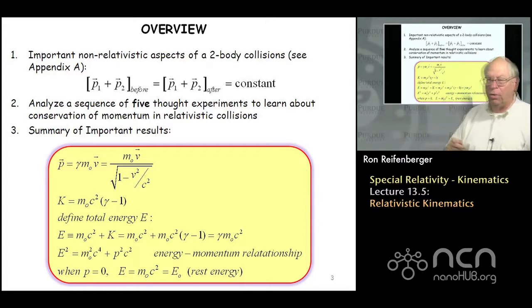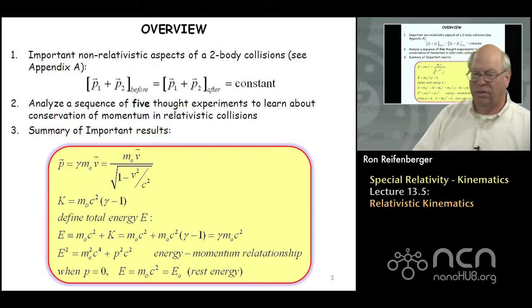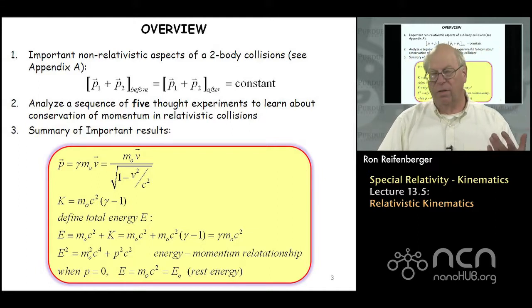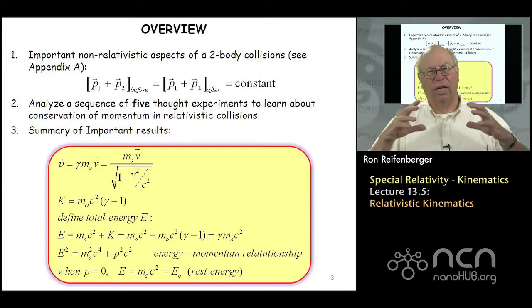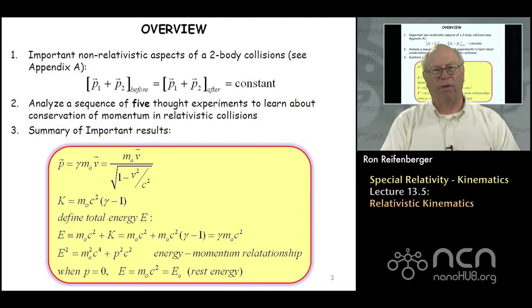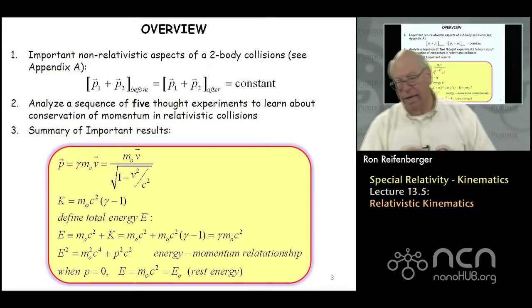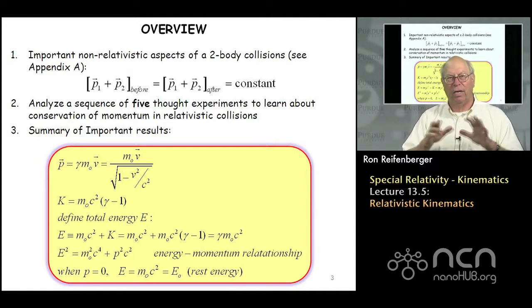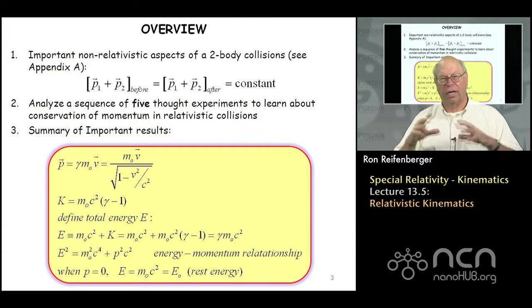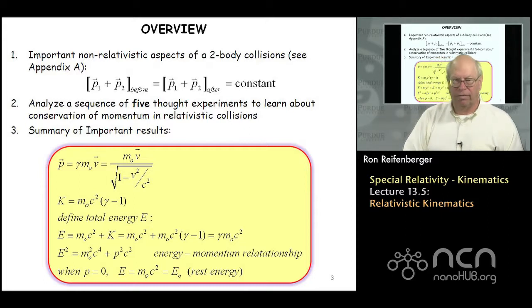We're going to analyze a sequence of 5 thought experiments to learn about conservation of momentum in relativistic collisions. Again, I choose to follow a path for this topic that tends to build some intuition so that you can see exactly where conservation of momentum fails when objects start to move close to the speed of light. So I try to build up intuition by discussing these 5 thought experiments in some detail, in order for you to understand how this principle of relativistic momentum evolves.